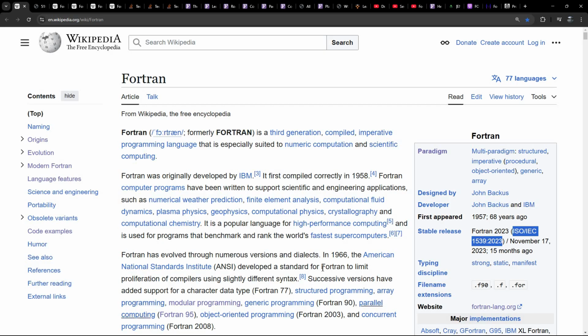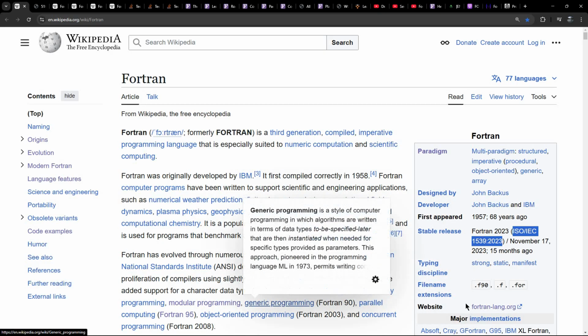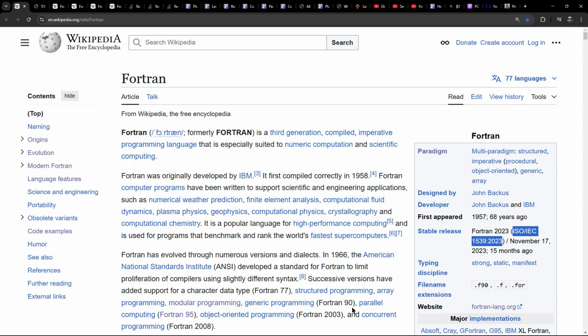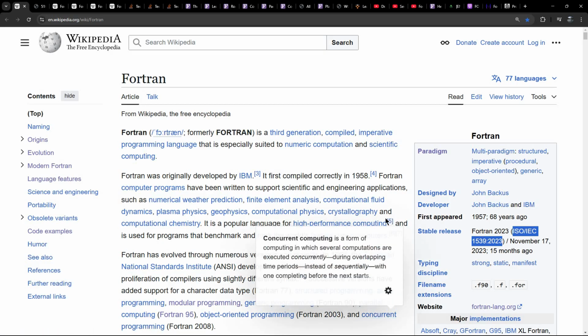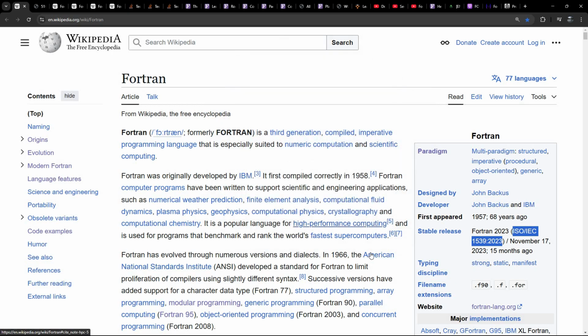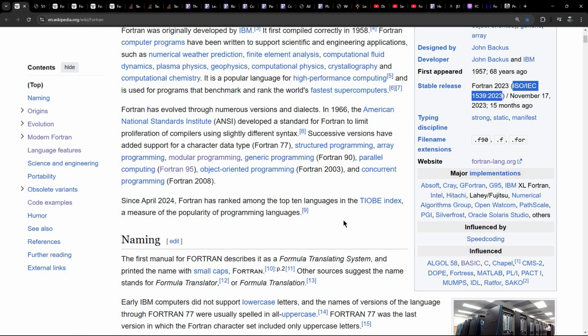But what I like about Fortran is, you've got Fortran 77, they added character data types, structured programming, array programming, modular programming, generic programming for Fortran 90. So that would have come in around the time that the book I've mentioned was published. Parallel computing in Fortran 95. Object-oriented programming was introduced in the language in 2003, and concurrent programming in 2008, basically. So yeah, interesting to see how its features have panned out.